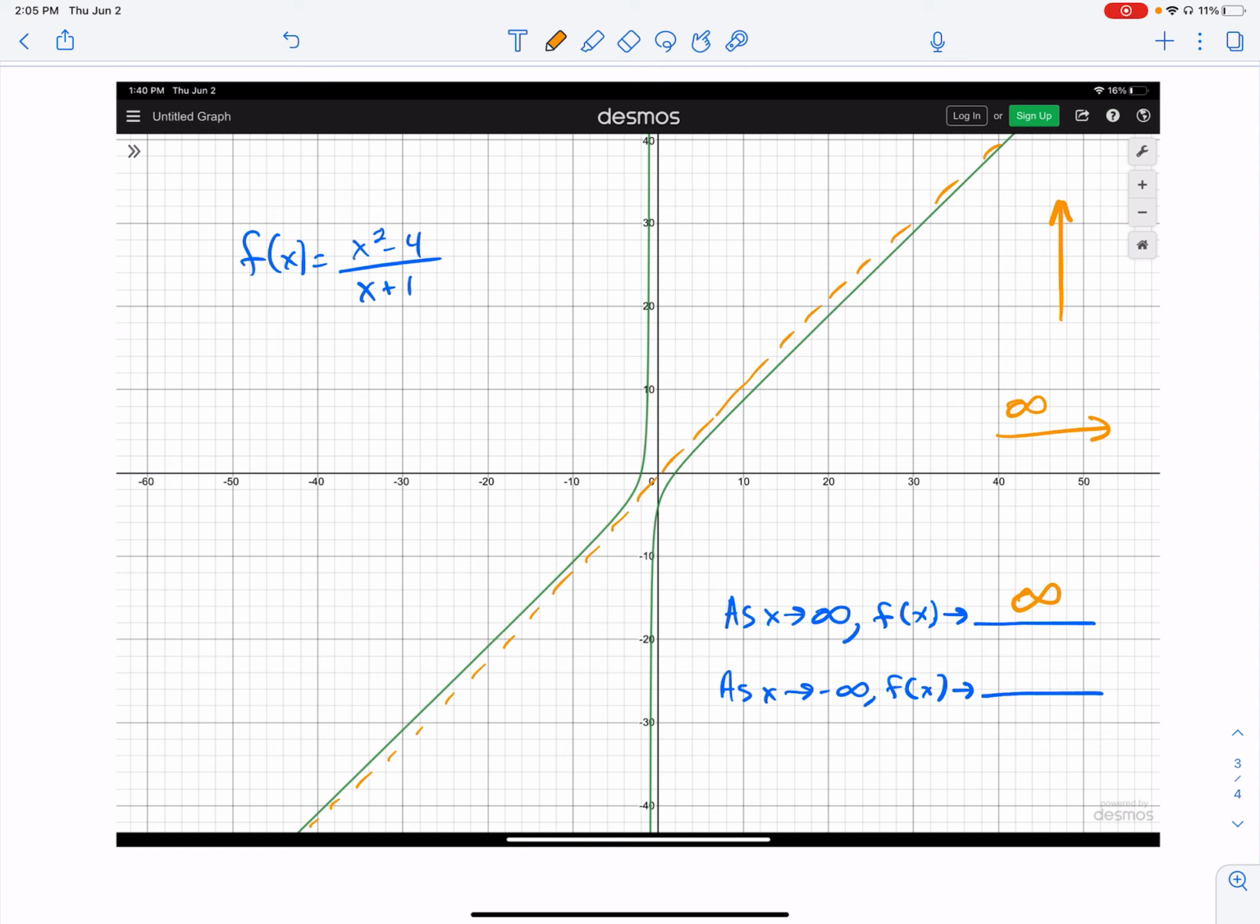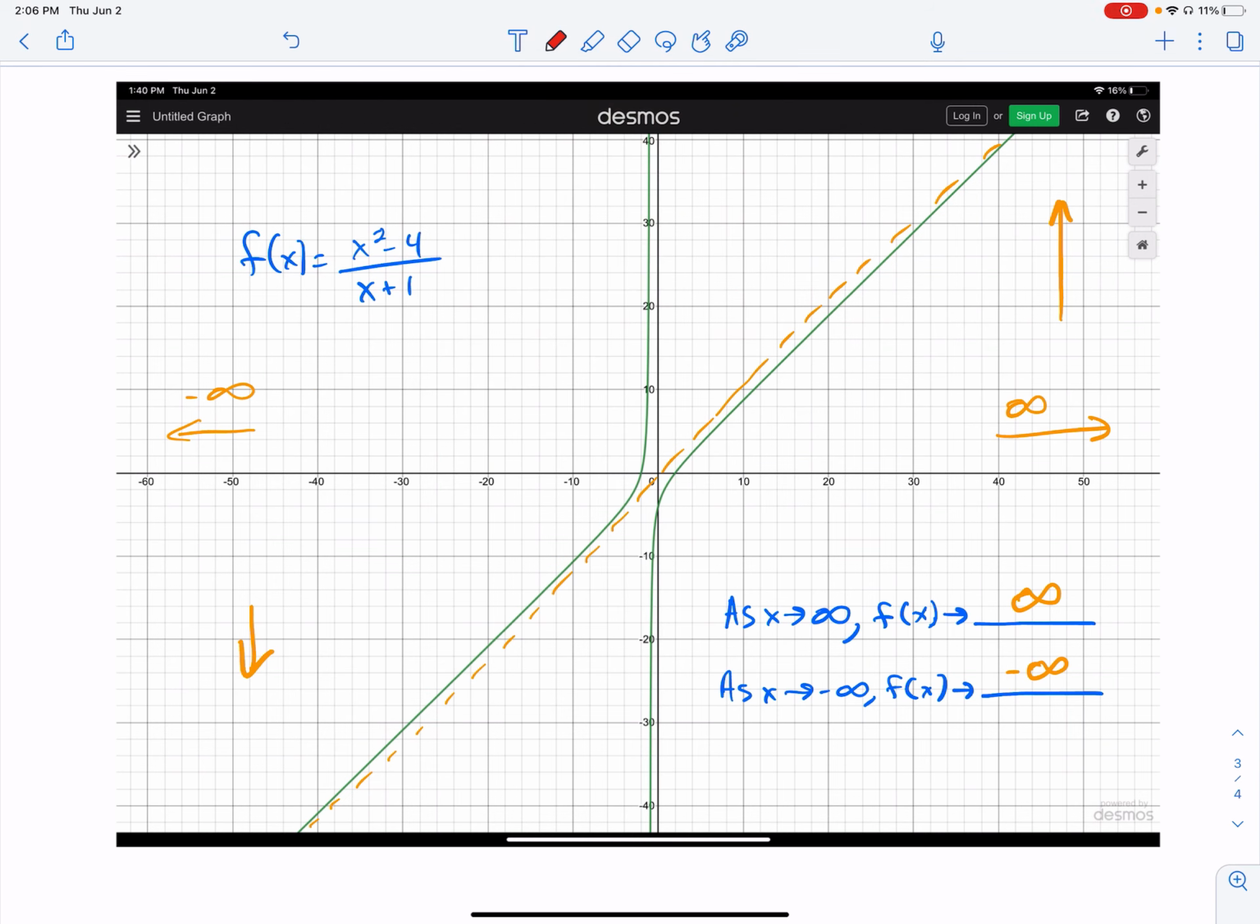So the value of the function is also increasing to positive infinity. Similarly, as we move left along the x-axis, or as x goes to negative infinity, the value of the function is continuing to decrease. So we'd say the value of the function is going to negative infinity.